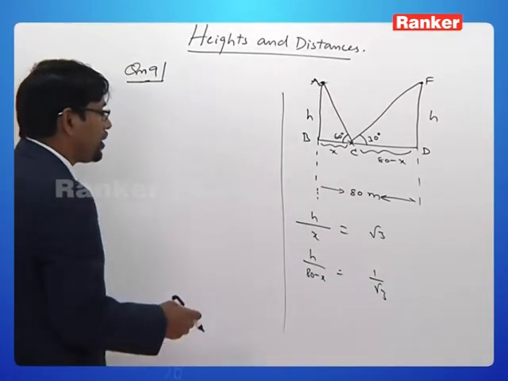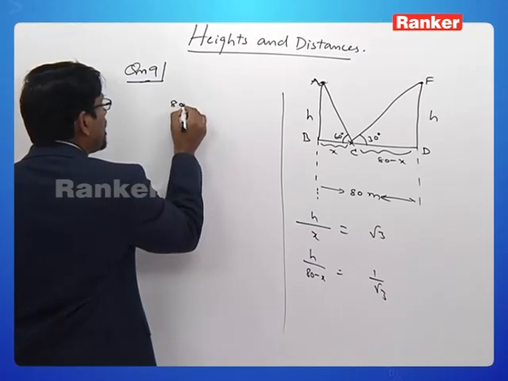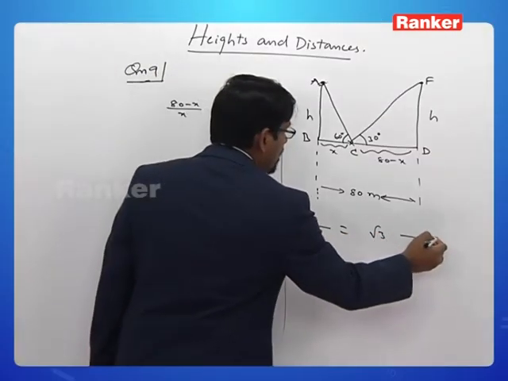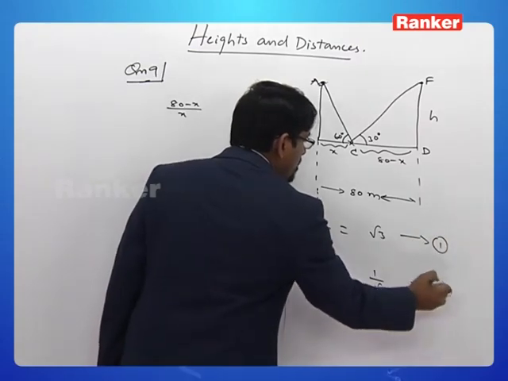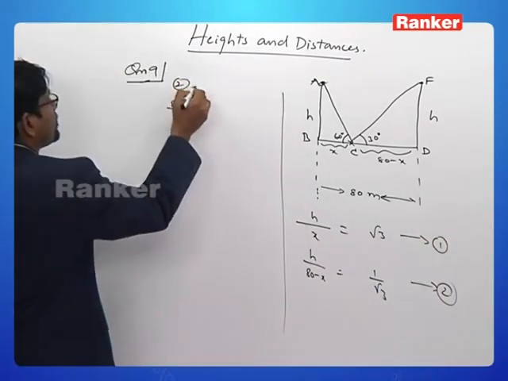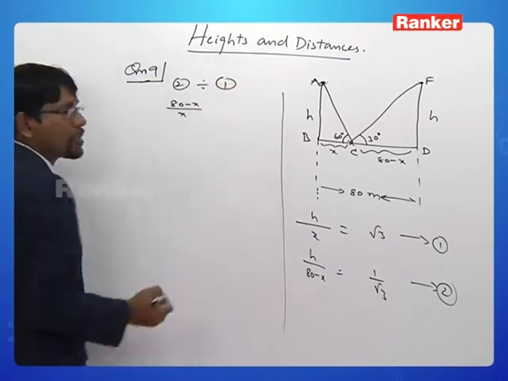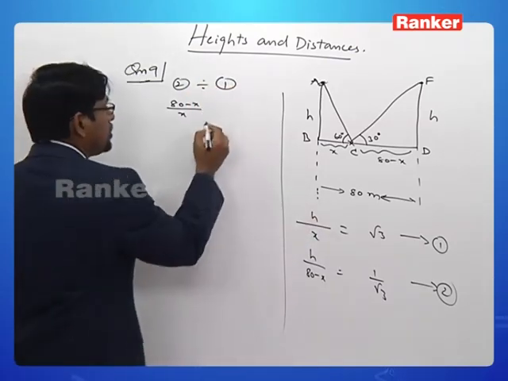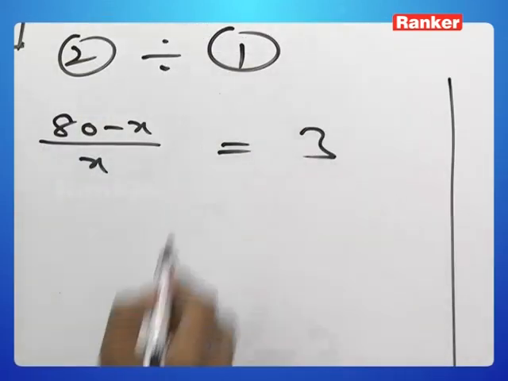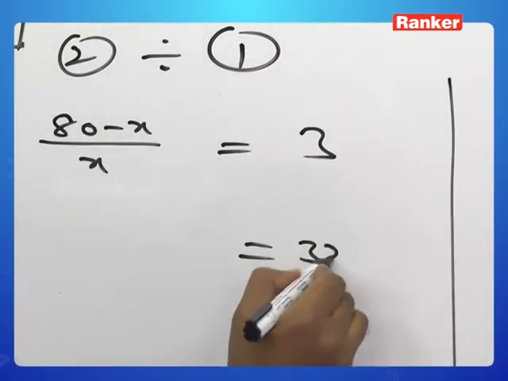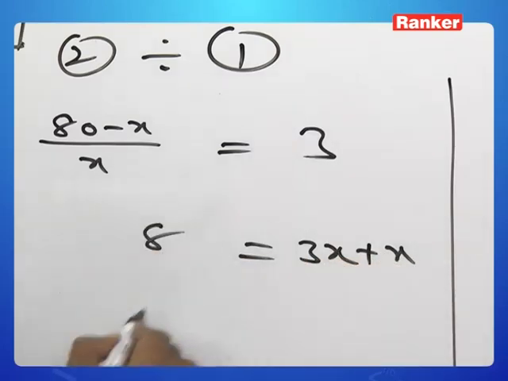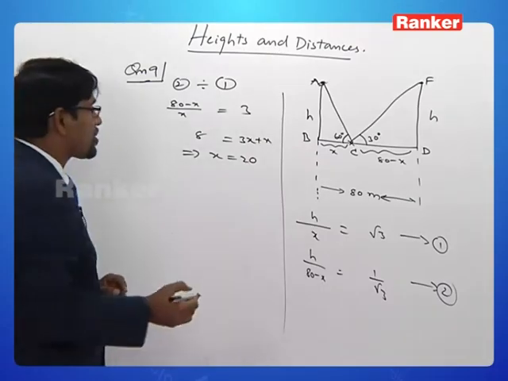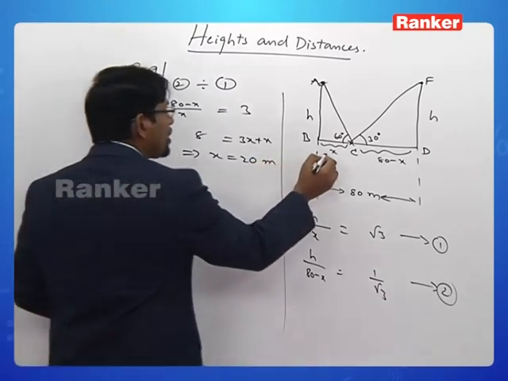Let's divide one by the other. What do we get? 80 minus x divided by x is equal to 3. So that gives me 3x plus x is equal to 80. That gives me x to be 20. So x is 20 meters, so this length is 20 meters.